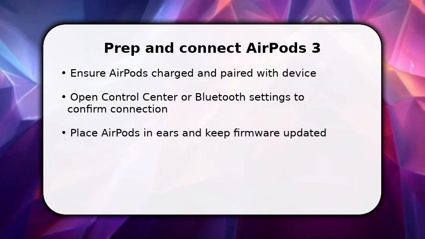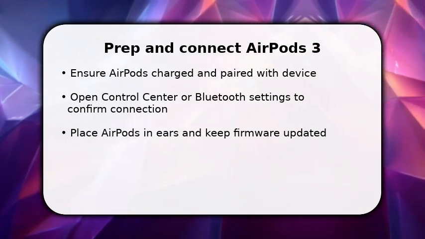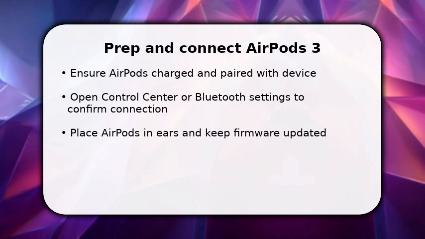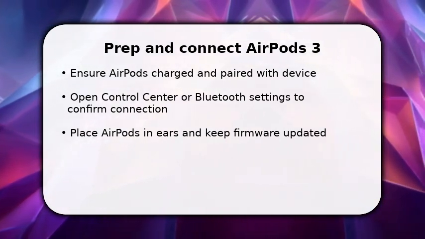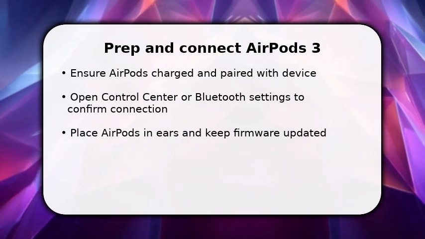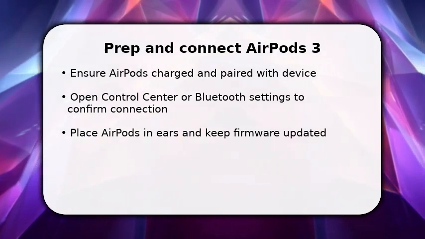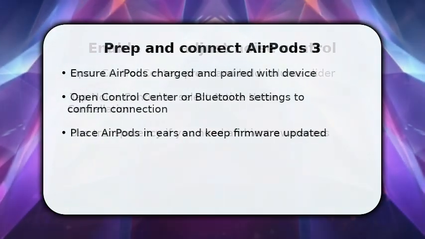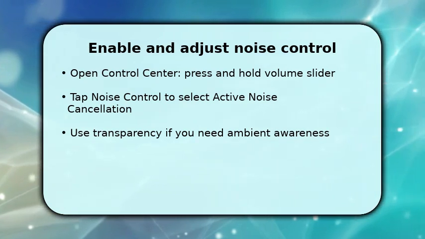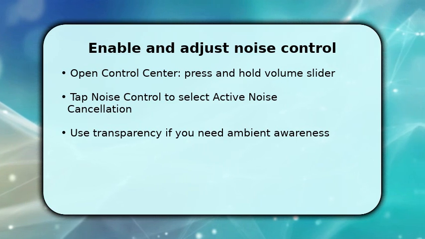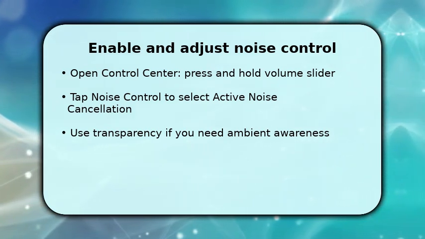Next, prepare the device you'll use, iPhone, iPad, or Mac, and keep it unlocked so you can change audio modes quickly. Now you enable noise cancellation. On iPhone or iPad, press and hold the volume slider in Control Center until the noise options appear, then tap Active Noise Cancellation. On Mac, click the volume icon and choose Noise Cancellation.